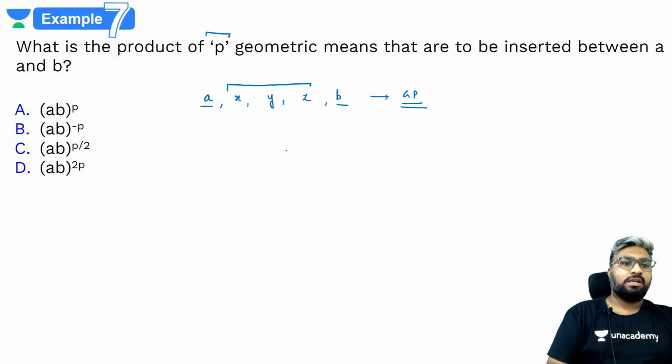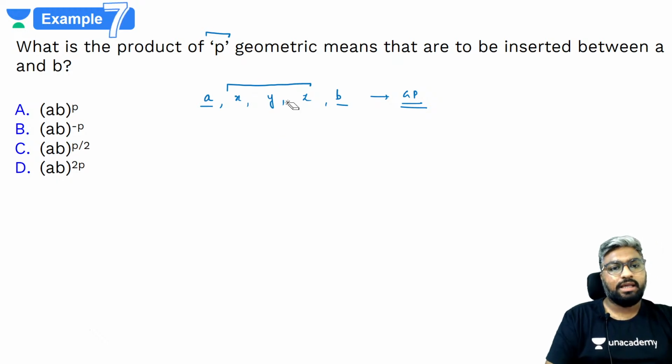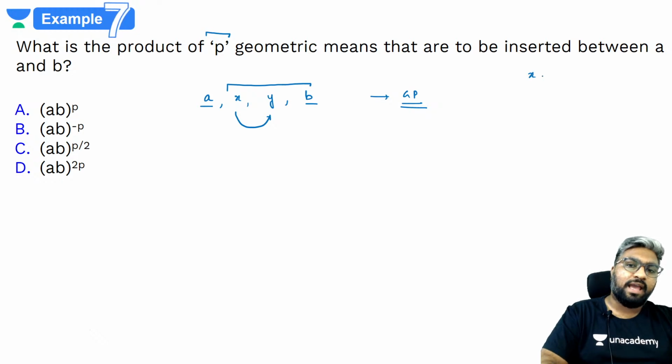Yeah, okay. So now they're asking what is the product of the geometric means. Let's assume that there are 2. I am putting only 2 geometric means, x and y. So what will be the product of x into y?